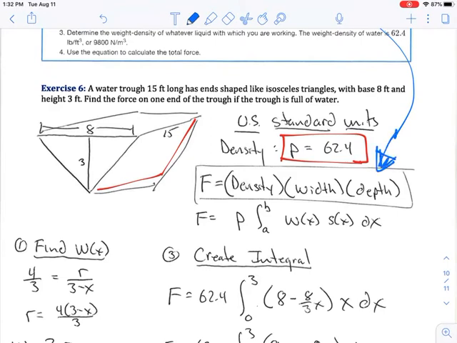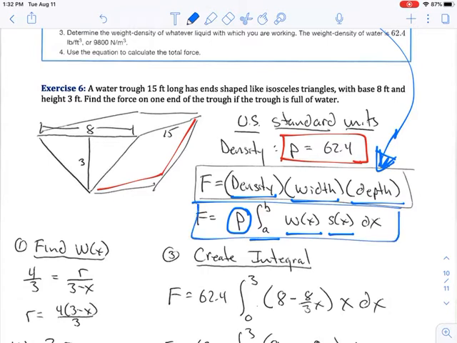Okay, this is what you need to find. You need to know density. We're given that. You need to know your width function. You need to know the depth function. And then when you put those three things into the integral, your density is a constant, so it comes out in front. You need to know your bounds of integration. And then in the integrand, you are multiplying your width function times your depth function. And that's it. So that tells you what you need to find. Remember this, okay? Density, integral, width function, depth function.